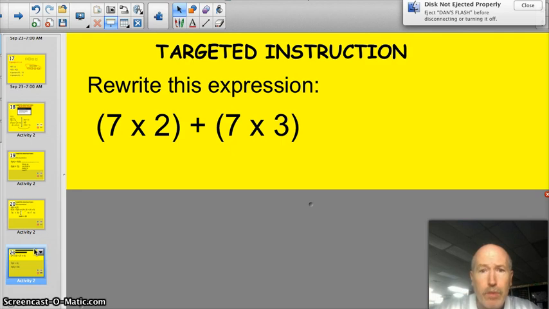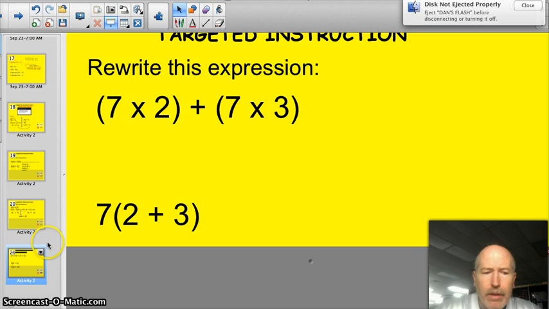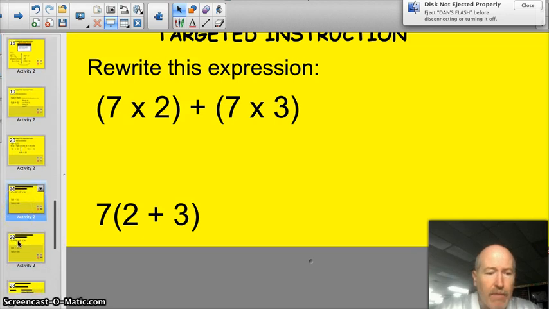Did you pause the video? Really? All right, let's see how you did. There it is. I distributed the 7, so it's distributed up here, 7 times 2 and 7 times 3, and I just combine these two terms, the 2 plus 3, and I have 7 times that 2 plus 3. It's a pattern that gets easy to follow.